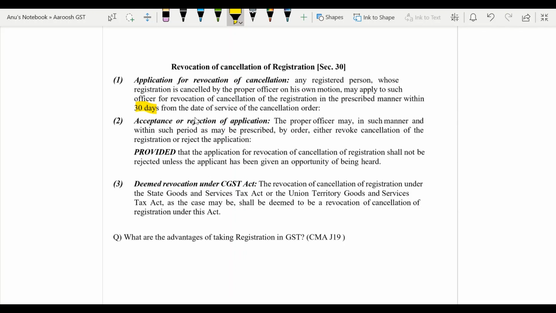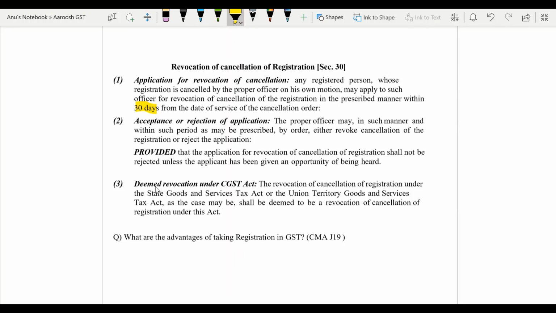Right. Number 2, acceptance or rejection of application. The proper officer may, in such manner and within such period as may be prescribed, by order either revoke cancellation of the registration or reject the application, provided that the application for revocation of cancellation of registration shall not be rejected unless the applicant has been given an opportunity of being heard.